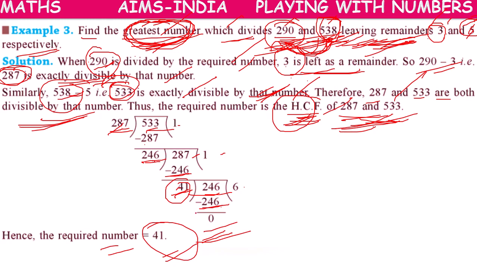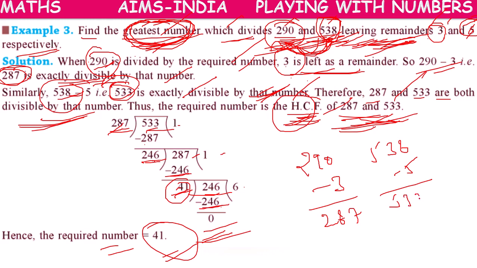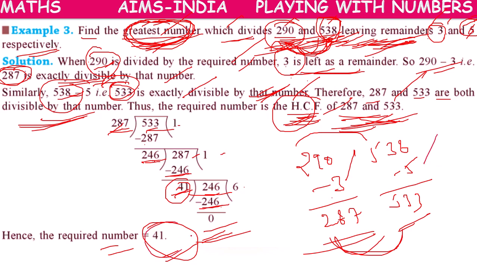Required number is 41. So they have given the numbers 290 and 538, but they are leaving remainders 3 and 5 in both cases. So we have to find the HCF of 287 and 533, which will be the answer, or which divides these two numbers, leaving remainder 3 and 5. Like this, indirectly, instead of using the direct numbers, based on the clue, for the resulting numbers, we will find the HCF.